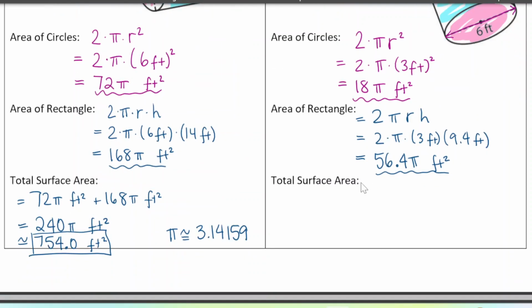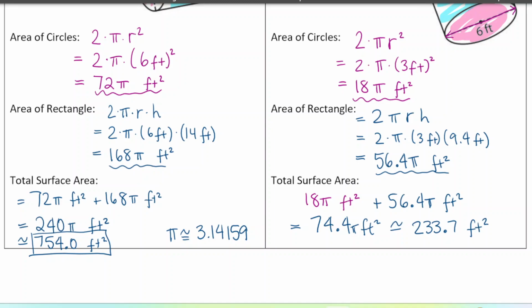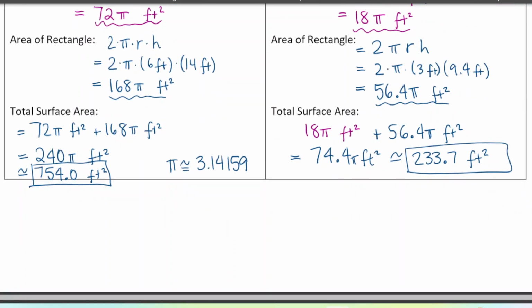For the total, I'm going to add those two numbers together. I'm going to add the circles, 18 pi, and the rectangle, and I get 74.4 pi feet squared. This is where I'm going to take my calculator out and type 74.4 times pi, and I'm going to get an approximation because I have to round it off. It's going to be about 233.7 feet squared. All right. And that is the end of the lesson.